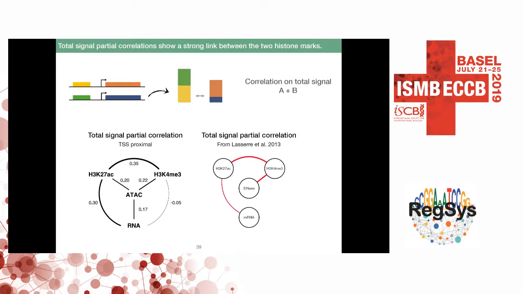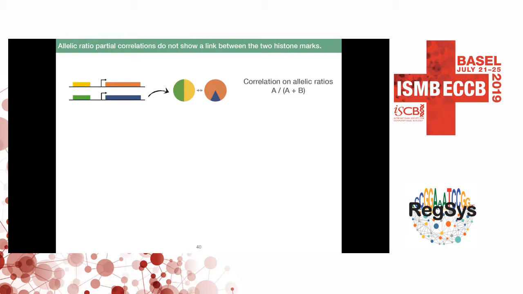So it was a good control. And something we can go further with this kind of data is, because it's allele-specific, we can do the exact same analysis, but this time not using total count signal, but the allelic ratio signal. And in that case, we get this kind of structure.